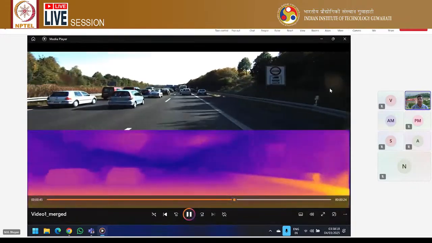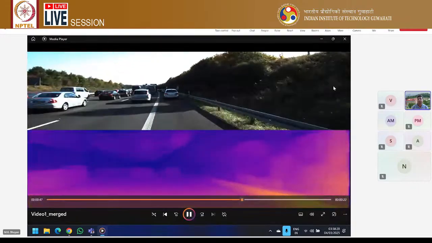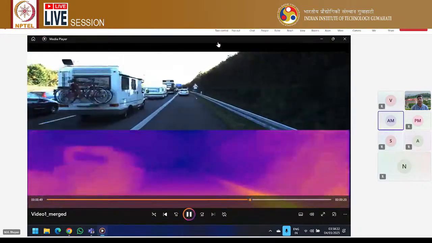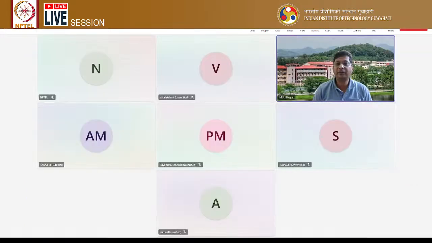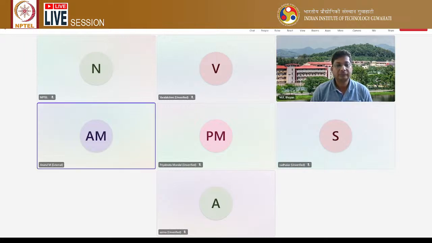And this is one example of semantic segmentation. This is available in my research paper. One student asked me about robotics, I forget his name actually. So that is the video.